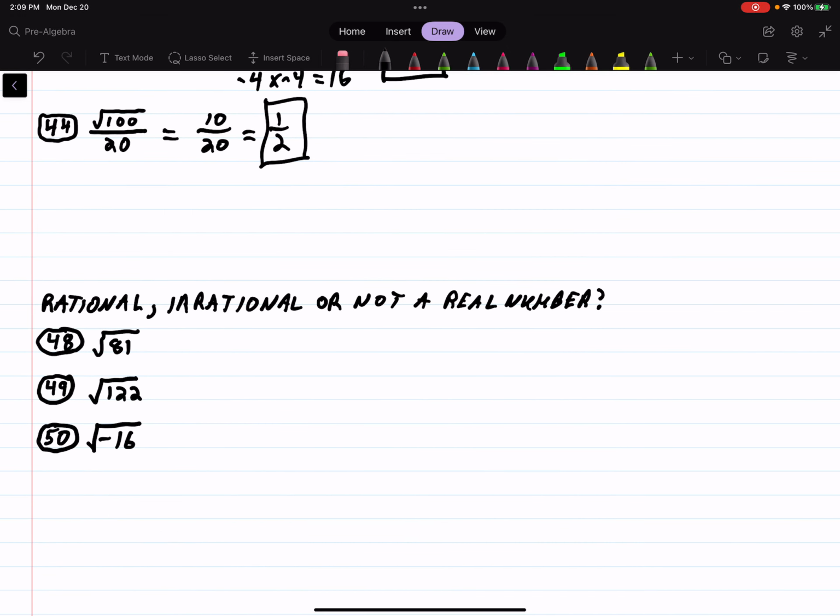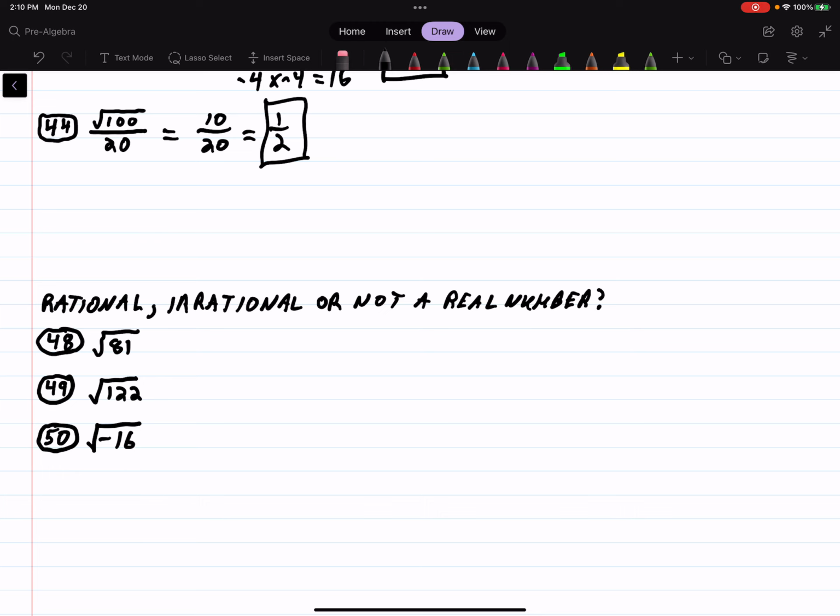Now, the last three are just deciding if it's rational, irrational, or not a real number. Let's remember that rational numbers are repeating decimals or ending decimals, decimals that end, or any kind of integer or whole number or anything like that. Whereas irrational numbers are any numbers that never repeat and never end.